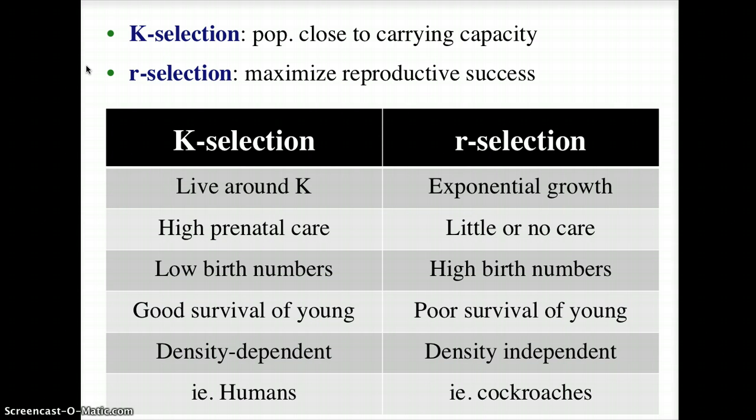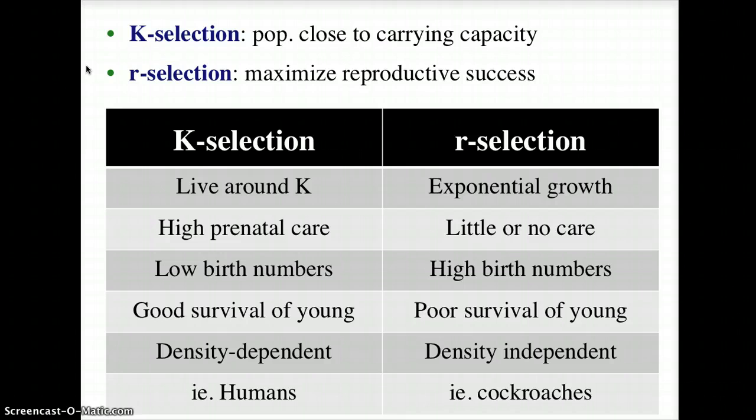So for the R species, they love to grow as quickly as they can, hence that exponential growth. They don't really give a lot of care to their offspring. They have a lot of offspring at once, and obviously with a lot of offspring at once, the death rate is a lot higher for infant mortality.